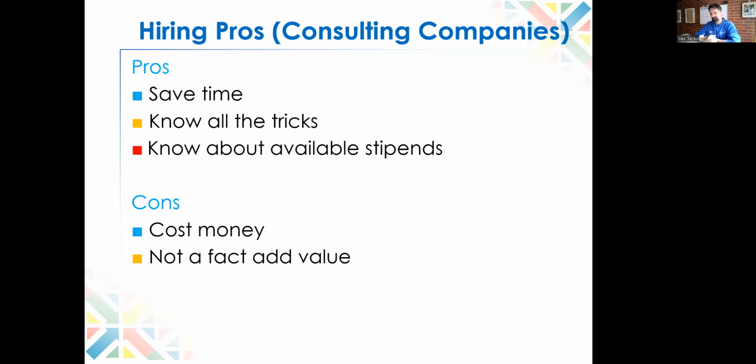So usually it costs a lot of money depending on the level of help. Some of them only help with the application process and they cost, I don't know, anywhere from a few hundred to a few thousand dollars.